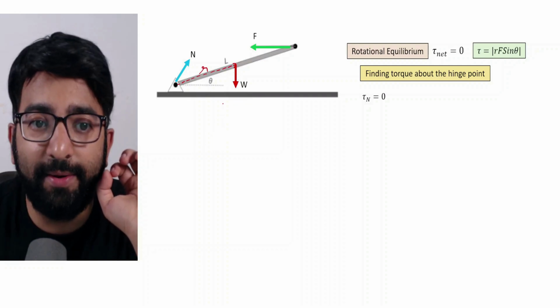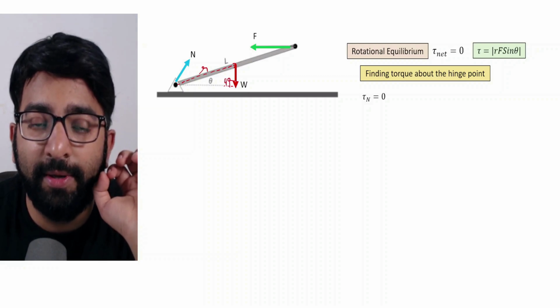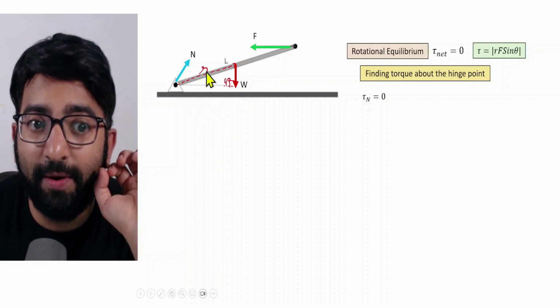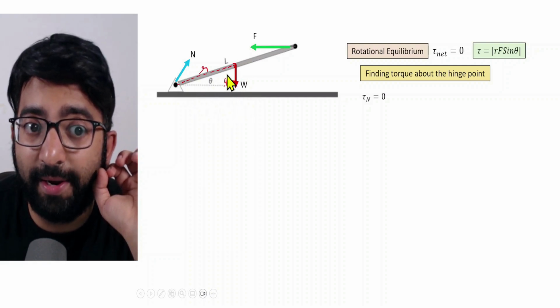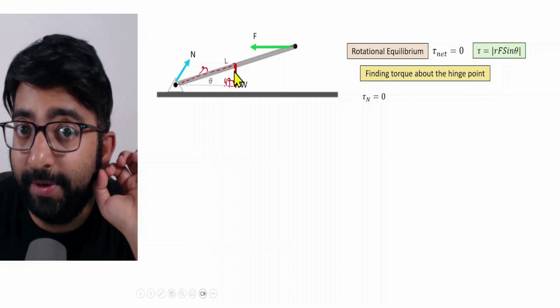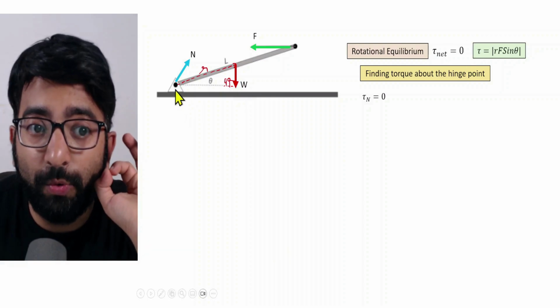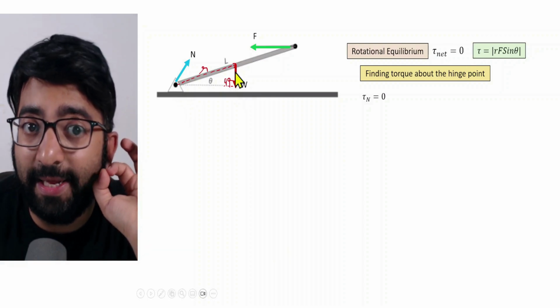So what we'll do, let us create a right angle triangle. I'll extend the dotted line so that this angle is 90 degrees. And now we have a right angle triangle where one angle is theta, the other angle is 90. So this small little angle will be 90 minus theta, which is what we require for the torque due to W. Let me repeat, the angle between R and W is 90 minus theta.